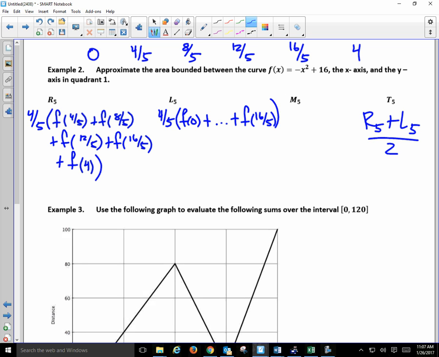But let's consider the midpoint. Does the width of the rectangle change? I still have 4/5. Yeah, I have to go in between. What's in between 0 and 4/5? 2/5. People make mistakes then when they go here. What? You went to what? Why'd you go 6/5? Yeah, you went between 4 and 8.